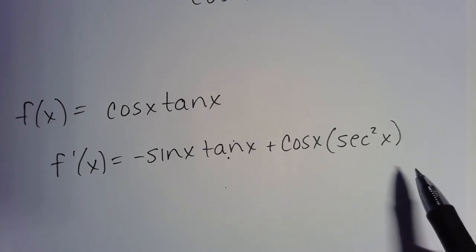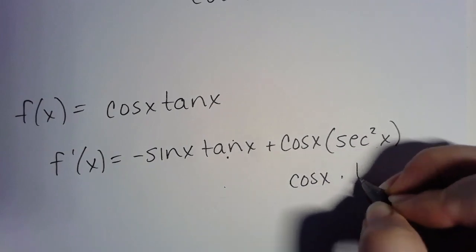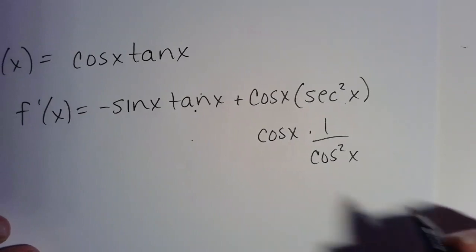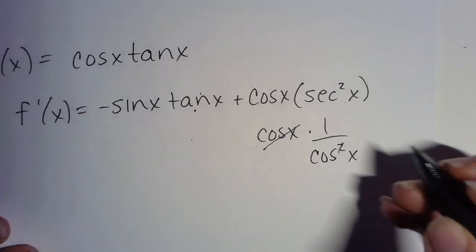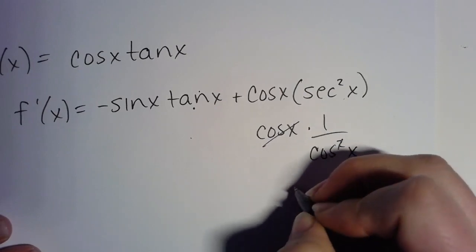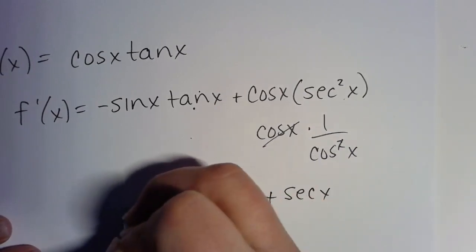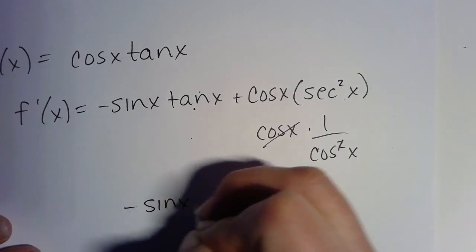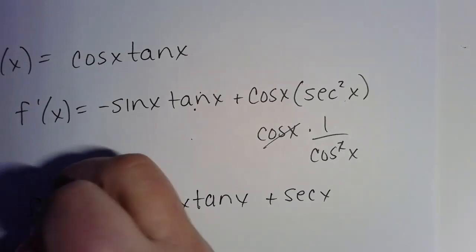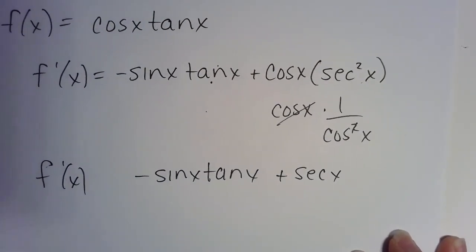You don't have to do this. I'm just pointing this out, that this could be cosine of x times 1 over cosine squared of x, right? And so this cosine would cancel with one of these, and then this whole side would just be 1 over cosine, which would just be secant of x. So I could simplify it a little bit by doing that. It's not necessary. I'm just pointing out that it could be. This is an equivalent answer. Okay. All right.